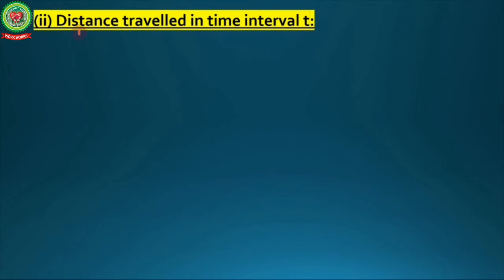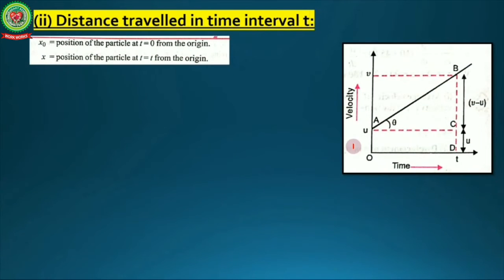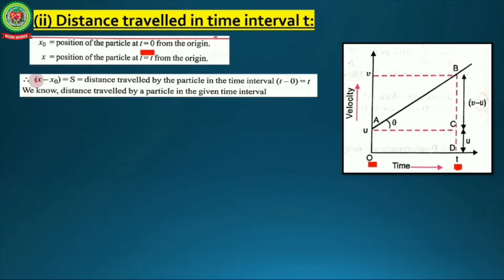This is the first equation of motion, from which we can get the velocity of a body after a time t. Let's discuss the second equation, how we can find the distance traveled in time interval t. Again consider the same graph. Now we'll consider x naught is the position of the particle at t equal to 0 from the origin and x is the position of the particle at time t from the origin. So here is the position x and here is the position x naught. X minus x naught is the distance traveled by the particle in the time interval t minus t naught, that is t. So the body will cover distance in the time interval of t minus 0, that is t.